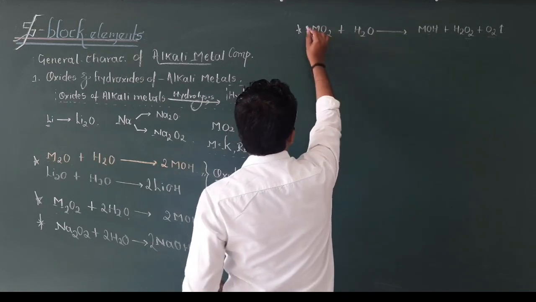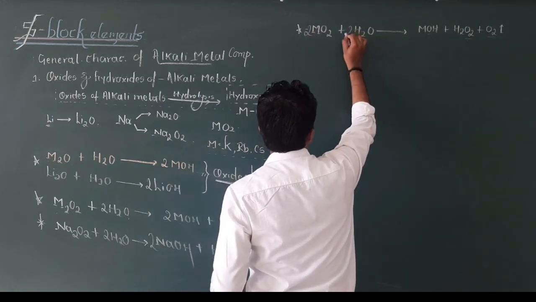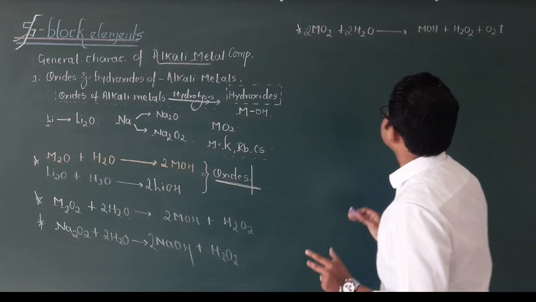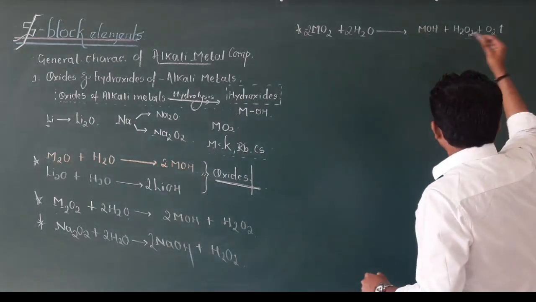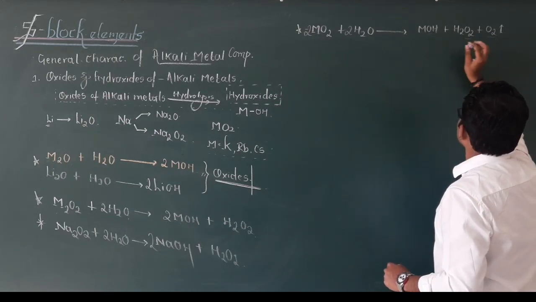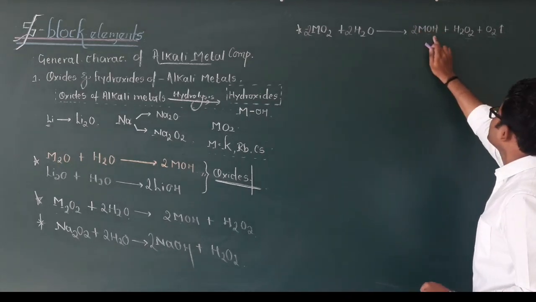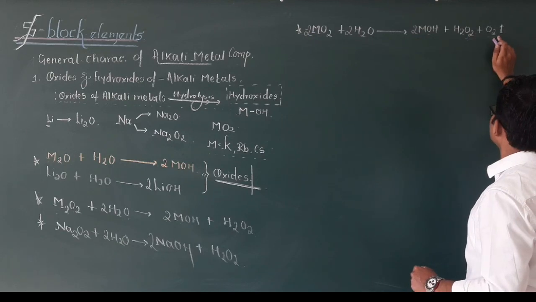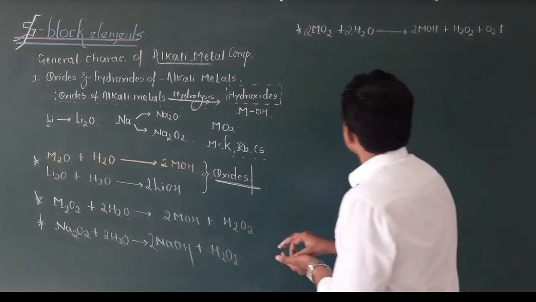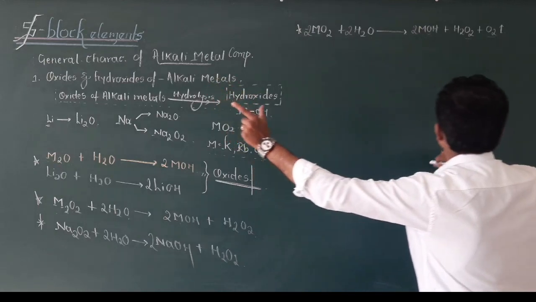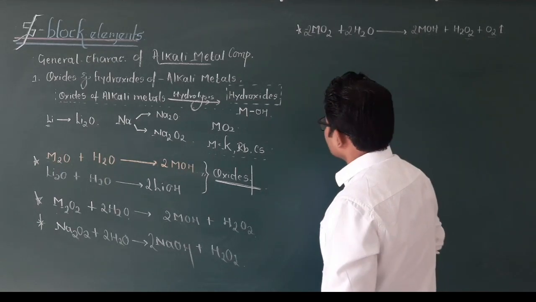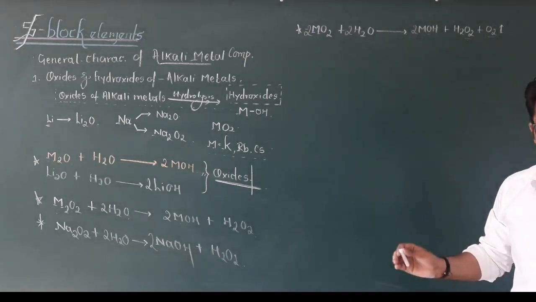In order to balance this, let's take 2 and 2. So 2 into 2 is 4 oxygens, and 4 plus 2 gives 6 oxygens on the reactant side. On the product side, we have 2 oxygens plus 2 oxygens, 4 oxygens plus 2 oxygens, 6 oxygens, perfectly balanced with respect to oxygen. Now let's check the hydrogens. We have 4 hydrogens on the reactant side and 2 plus 2, 4 hydrogens on the product side, perfectly balanced. 2 metals, 2 metals. So this was for superoxides.